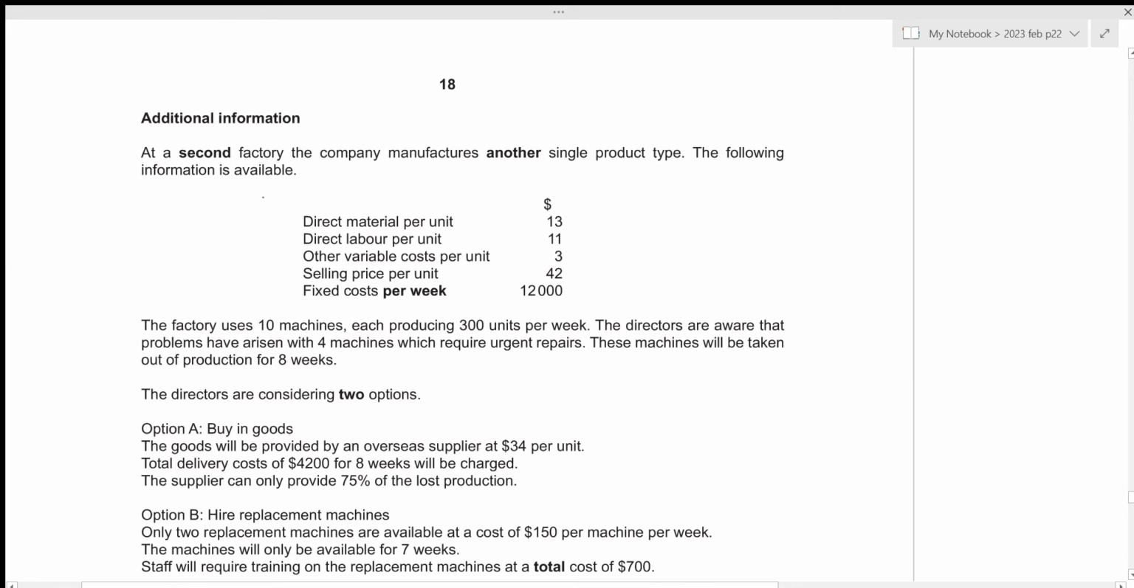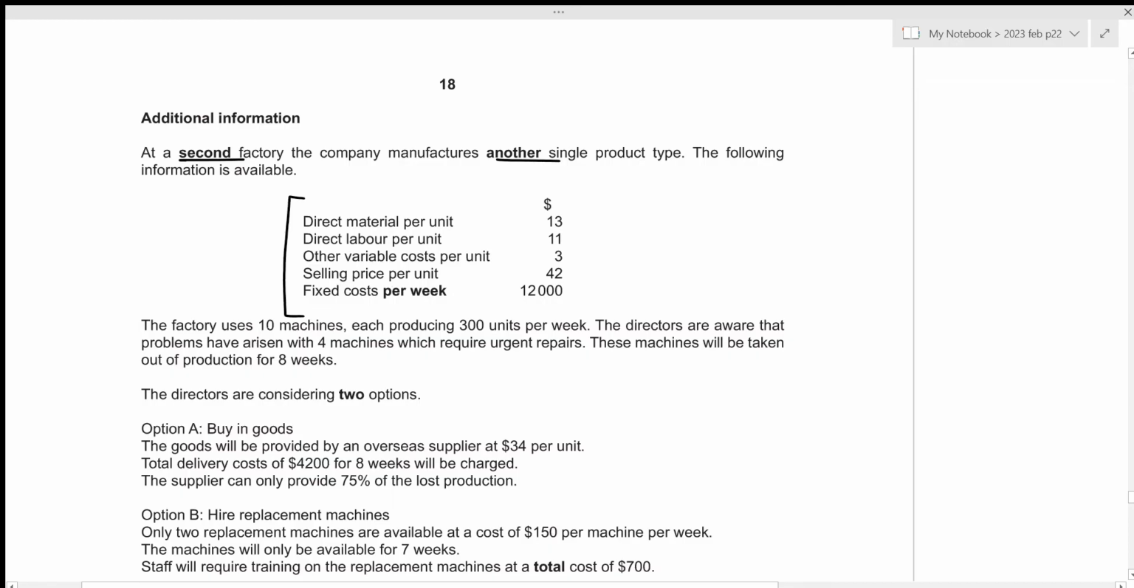We have our additional information. At a second factory, the company manufactures another single product type, and the following information is available. We're given the direct material per unit, direct labor per unit, other variable cost per unit, as well as the selling price per unit, and the fixed cost per week.